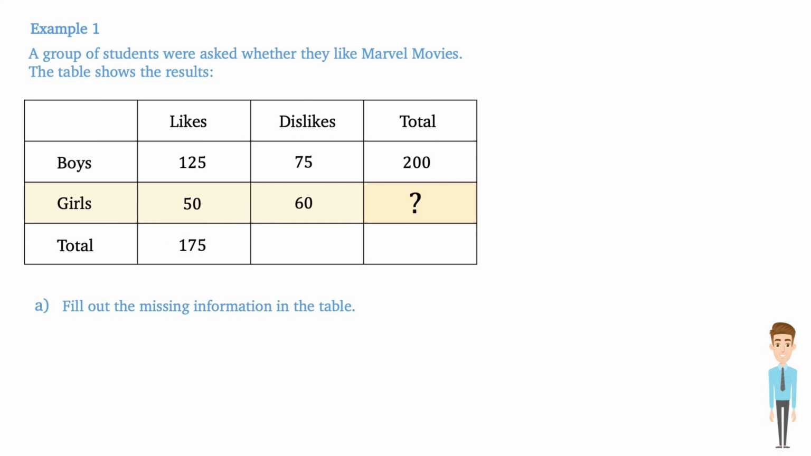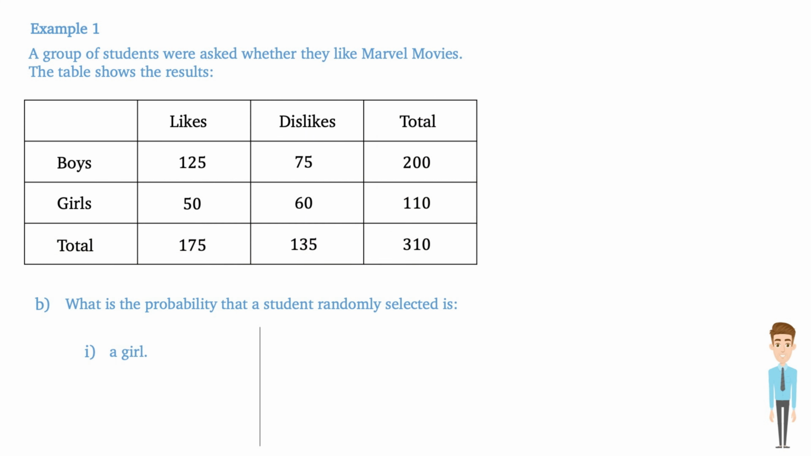We now can add the total of the girls. We have 50 plus 60 equaling 110. We can also add the totals for students who dislike Marvel movies, and 75 plus 60 equals 135. Finally, the last section, finding the total number of people surveyed. 200 plus 110 equals 310. Now, if completed correctly, both the totals of the columns and rows should equal the same number, 310, which they do.